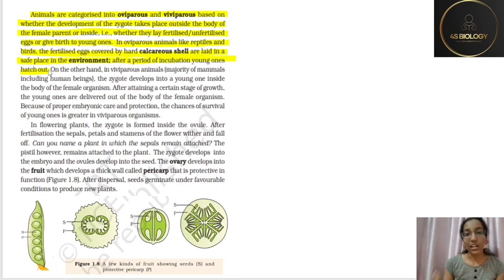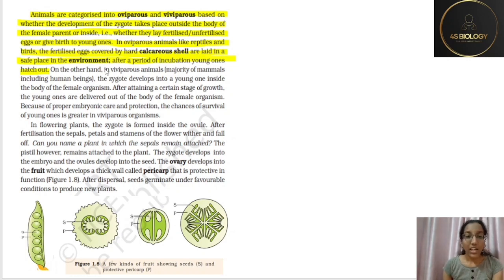Oviparous means they lay eggs, viviparous means they produce young ones. Okay? So in oviparous, there is a calcareous shell. It is placed in a safe place in the environment. After a certain period of incubation, young ones hatch out, that means young ones are produced from it.